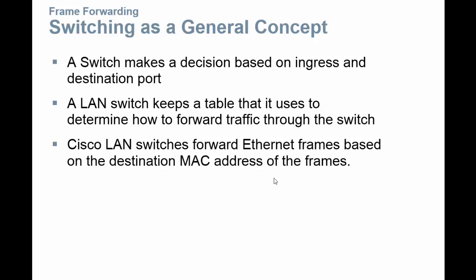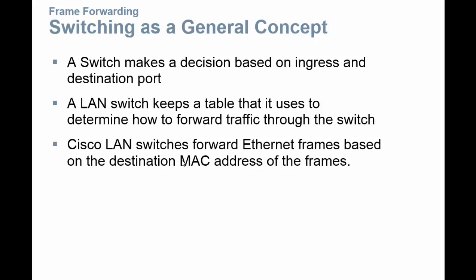Now that we've talked a little bit about our LAN design and our form factors, let's talk a little bit more about switching as a general concept. A switch makes a decision based on the ingress or destination and the destination point, meaning where it comes in and where it goes out. The LAN switch keeps a table that it uses to determine how to forward traffic through the switch. So it learns this information as traffic is going on. The Cisco LAN switches forward Ethernet frames based on the destination MAC address.